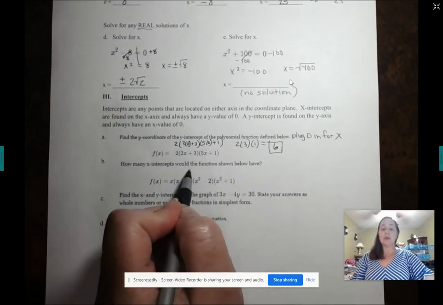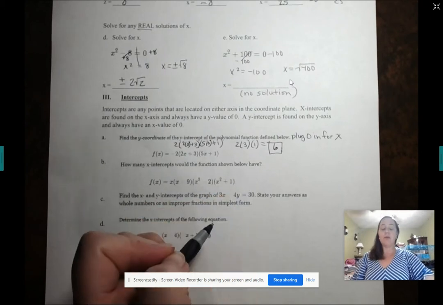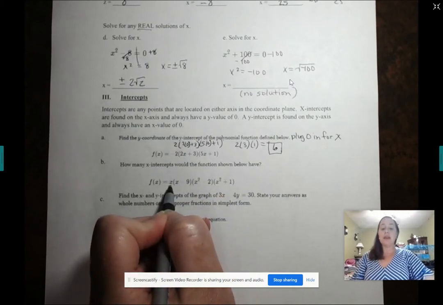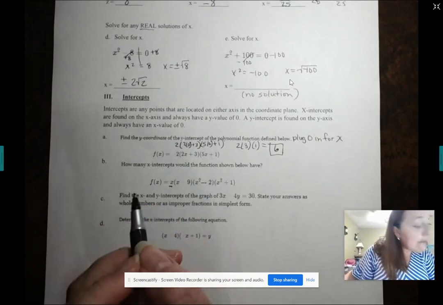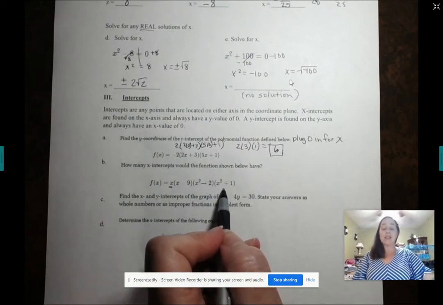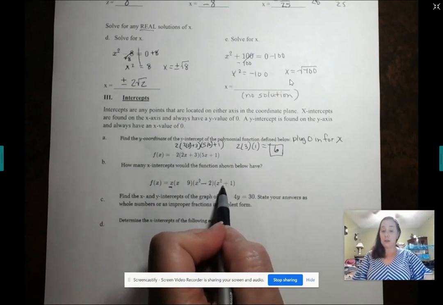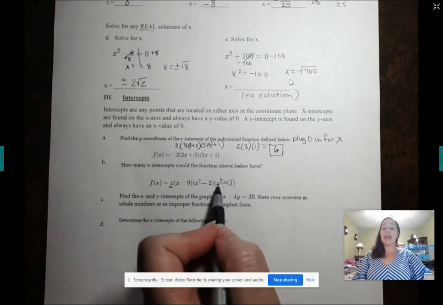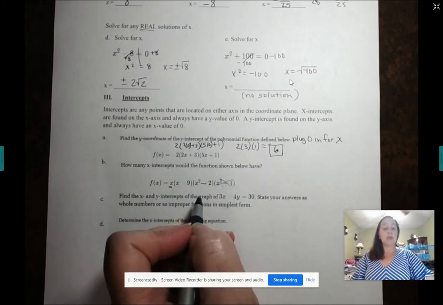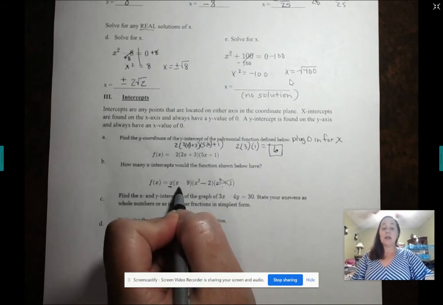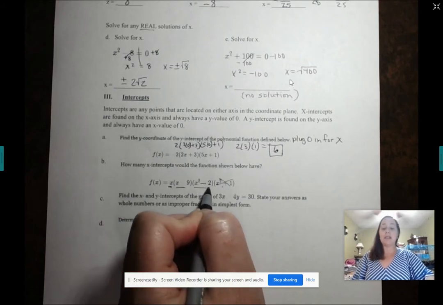How many x-intercepts would this function have below? So every factor that is unique, that has an x in it, represents an x-intercept. The only exception to that is any factor that if you solved it for x, you would get an imaginary answer. This would be such one. That is not going to cross the x-axis. That is an imaginary x-intercept, so it doesn't count. So we have this one, we have this one, and we have this one.